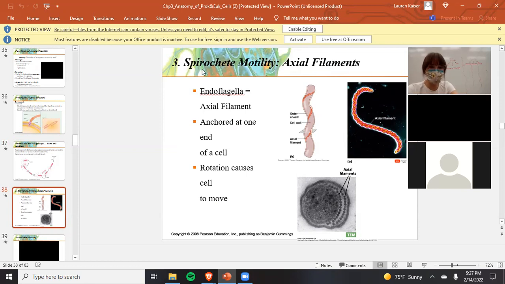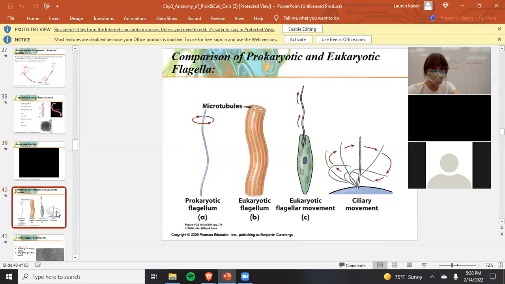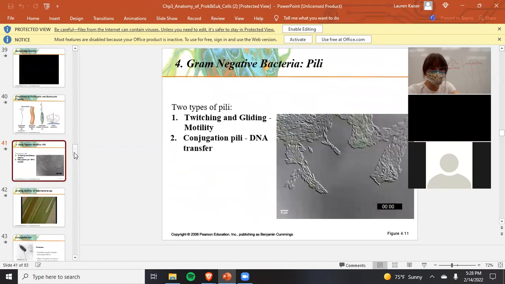And then understand the motility of spirochetes. So they have the axial filaments that are going to move like a corkscrew, right? Let's see, flagella, axial filaments. There you go. This is a good little review. So we have prokaryotic versus eukaryotic flagellar movement, ciliary only in eukaryotes, and the eukaryotic flagellum up close. And then also know the axial filaments.